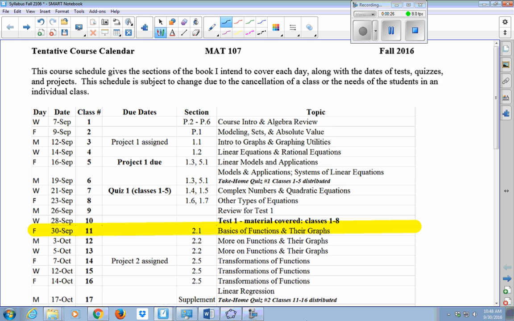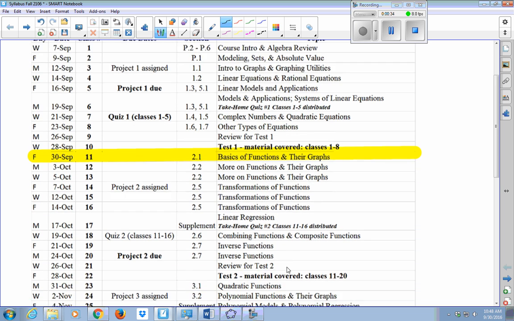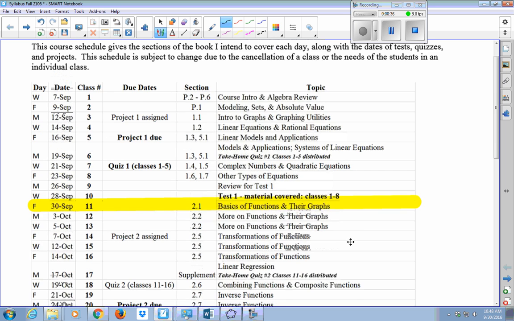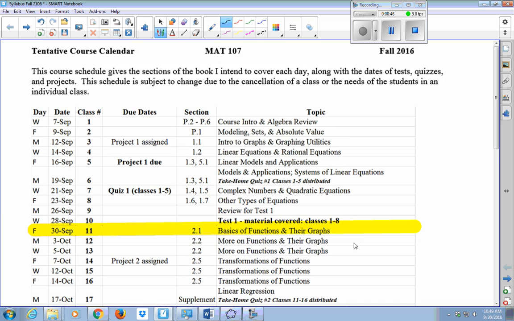And if you notice, everything you see after that, even if it doesn't have functions in the title, like linear regression, everything for the rest of this course is going to deal with the concept of functions. So really understanding what makes a function and what doesn't make something a function is critical to the entire rest of the course. So that's where we're going to begin with today's work.